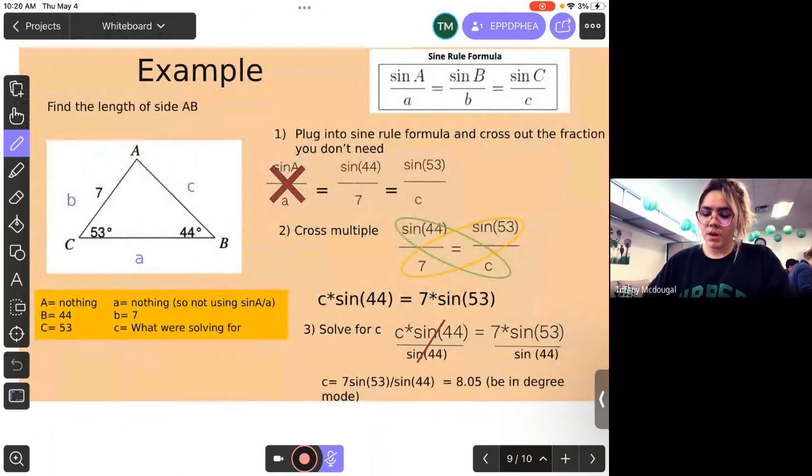All right. So walking through this problem as it's all written out, first thing I wanted to do, plug into the sine formula, cross out that ratio you don't need, cross multiply, just like you see here. Once we cross multiply, we're solving for our unknown.